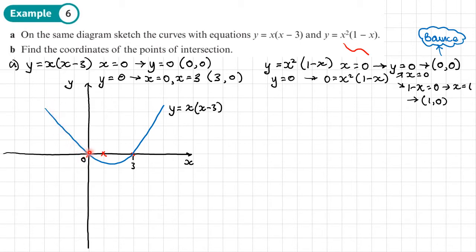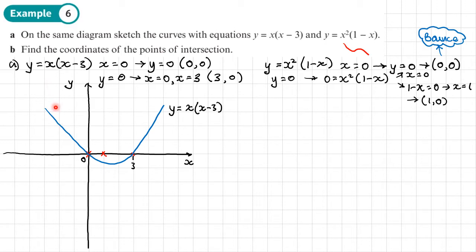So down there, up, bouncing off there, but cutting through that point. If we try to make it cut through that point, we're not going to be able to get the cubic shape. It's going to end up like a quadratic, so it's got to bounce here and then it will cut through here.